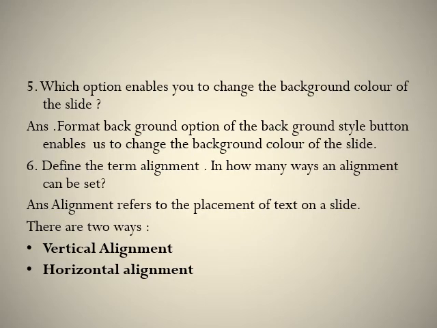Which option enables you to change the background color of the slide? The Format Background option of the Background Styles button enables us to change the background color of the slide. Define the term alignment. How many ways can an alignment be set? Alignment refers to the placement of text on a slide. There are two ways of alignment: vertical alignment and horizontal alignment.